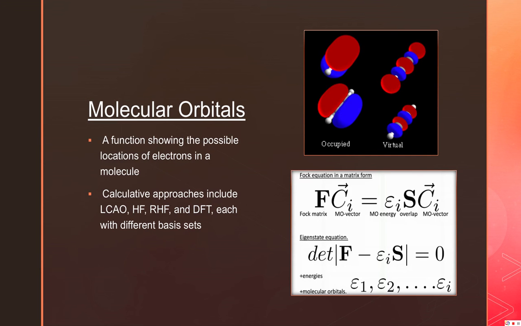So molecular orbitals, this is a very, very basic overview. I'm not necessarily going to go deep into theory, but essentially the very basics of it is it's a function showing the possible locations of electrons in a molecule. When you're talking about molecules, you can have multiple calculative approaches to molecular orbitals. One of these approaches is Hartree-Fock, restricted Hartree-Fock, density functional theory, or you could use linear combination of atomic orbitals to calculate these molecular orbitals. The picture to the right is a case for restricted Hartree-Fock, where you have the Fock matrix, MO vector, MO energy overlap, and then the MO vector. All right, next.